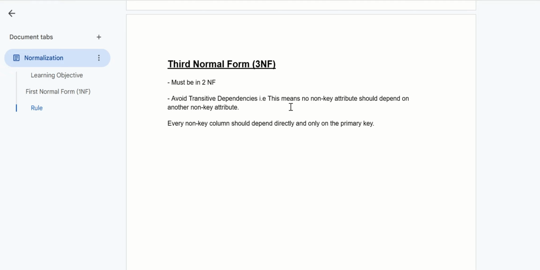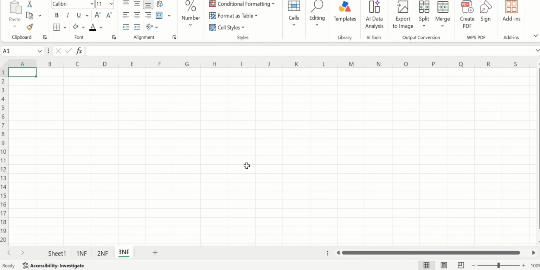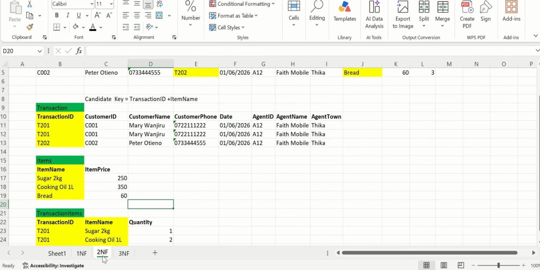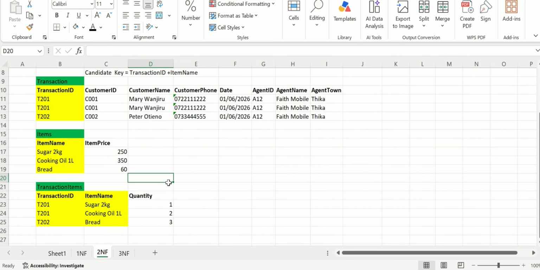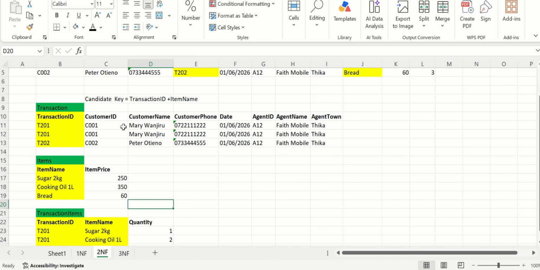So transitive dependency means no non-key attributes should depend on another non-key attributes. So let's check on these tables here, especially on this transaction table. If you look at the transaction table, you will find columns like customer name. They don't depend on the transaction ID. Remember, transaction ID is our main key.